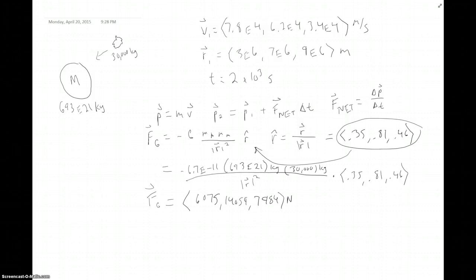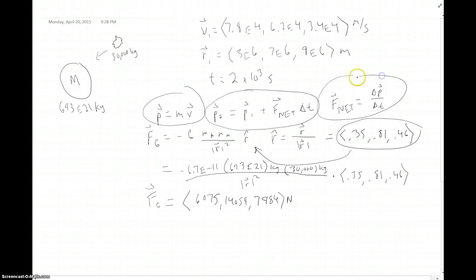Our givens are the mass of Mars. We're also given the mass of the asteroid. Then we're given the asteroid's initial velocity, the asteroid's initial position, and the time of the momentum we are looking for. So we start off with our three fundamental principles. First one right here, second one right here, and our third one right here. Okay, so we know we're looking for the second momentum.